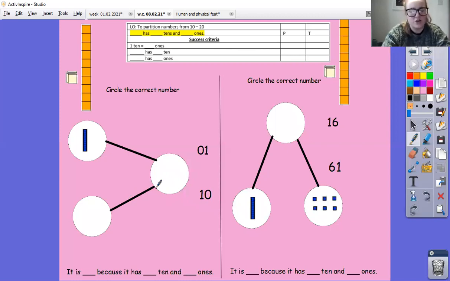So, this is a tricky one. So how many tens do I have? How many tens do I have here? Well, is this tens or ones here? I know this is tens. And how many do I have? I have 1 ten. Fantastic.